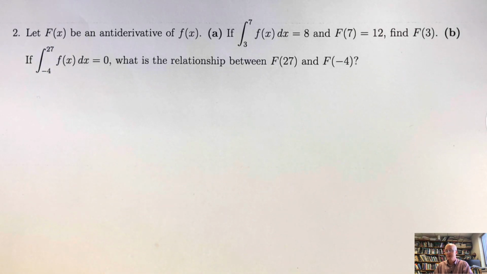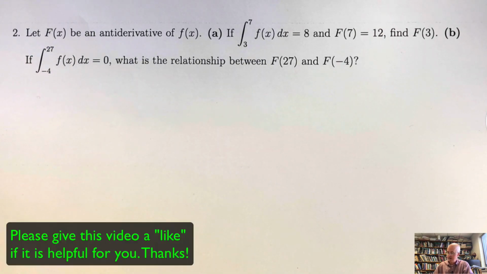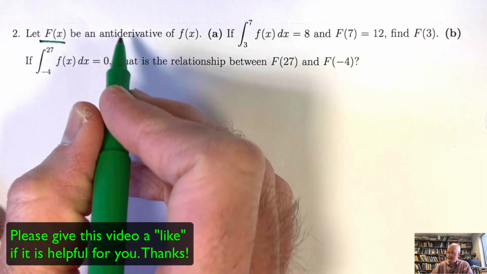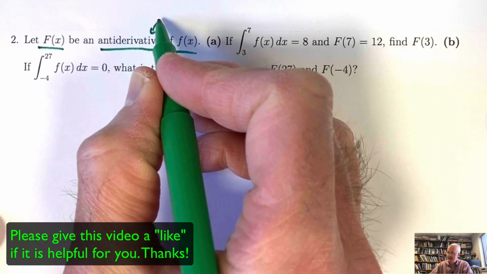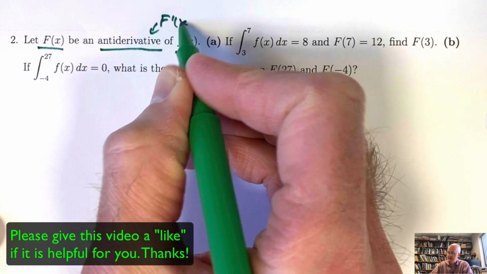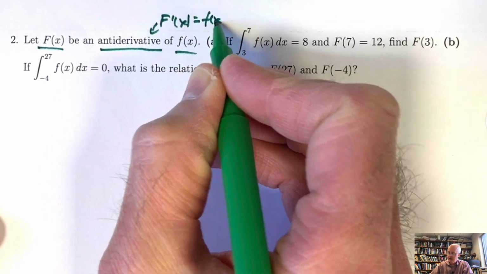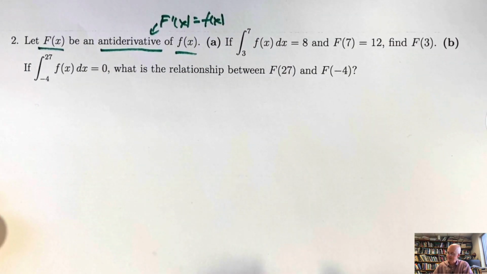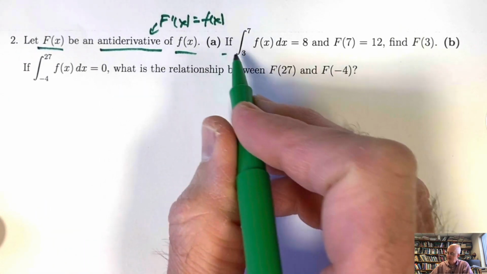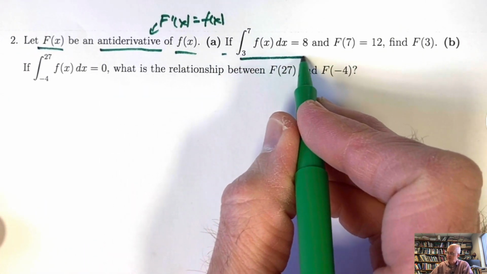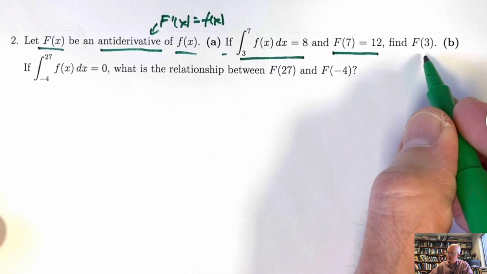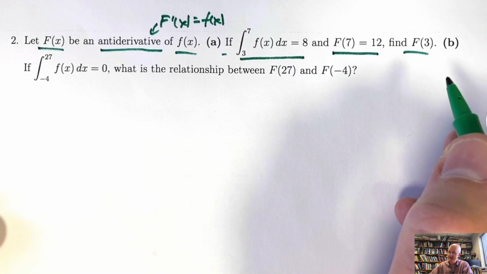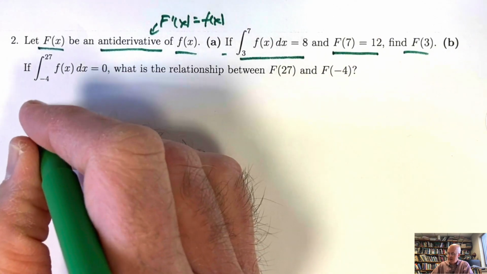Number 2 is purely symbolic, no graph given. Let capital F of x be an antiderivative of little f of x. So that means that capital F prime of x always equals little f of x, no matter what x is. Part A says, if we assume that the integral of little f from 3 to 7 is 8, and capital F of 7 is 12, find capital F of 3. And we also have a part B.